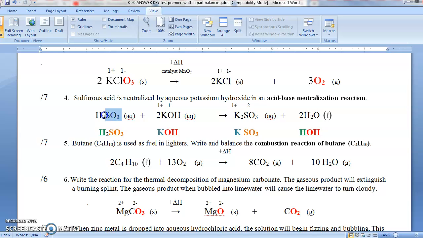So sulfite, if you remember, is SO3. Sulfite's charge, same as sulfate, is 2 minus. It is 2 minus. The hydrogen ion that's going to get kicked off this acid is 1 plus.